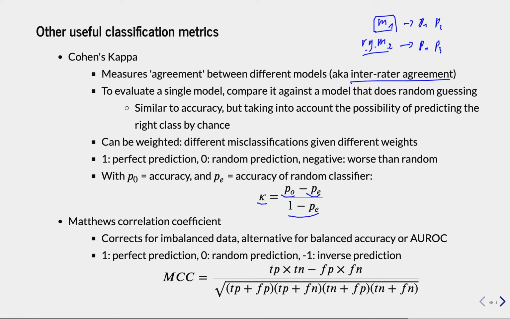If you want, you can also weight this, so you can give different misclassifications different weights. So say you have 3 classes, class 1, class 2, class 3. You can say, for instance, that misclassifying class 1 as class 2 is not so bad, but misclassifying class 1 as class 3 is worse. So you could also include that if you want to. And a second method that's often used for imbalanced data is to use the Matthews correlation coefficient. It's not super popular in most machine learning research, but it's quite often used, for instance, in biology.